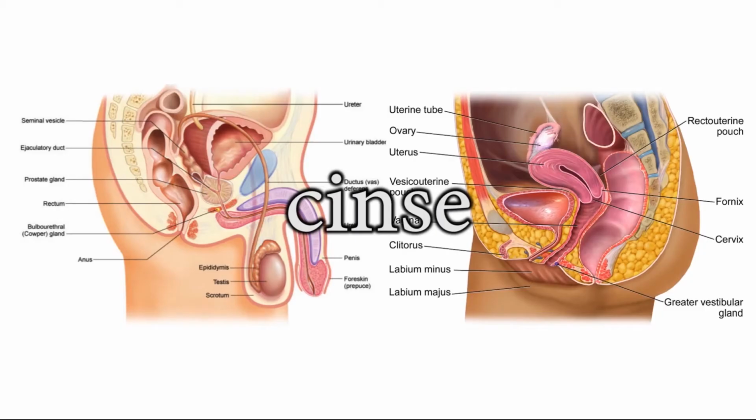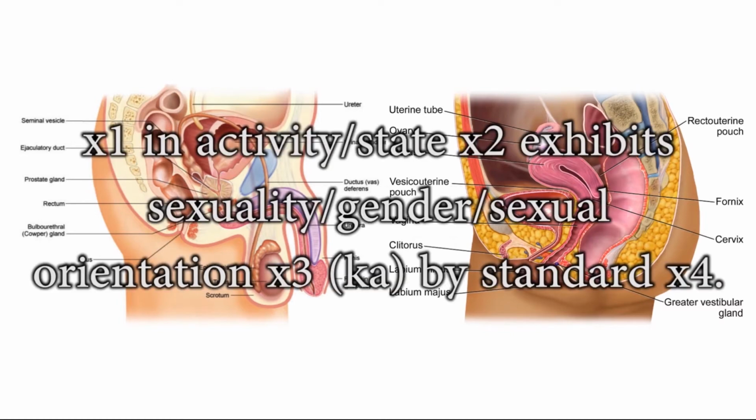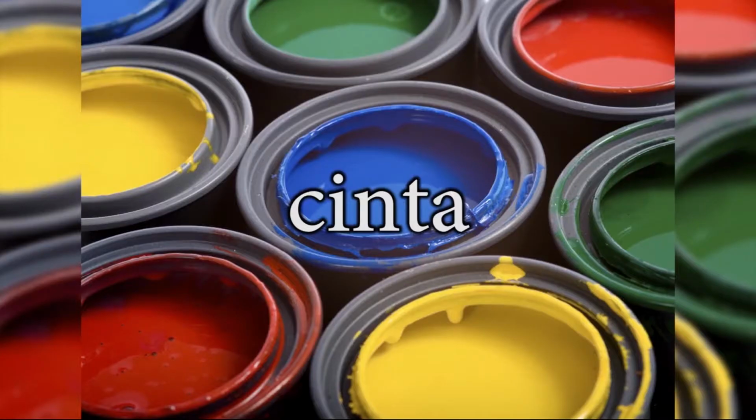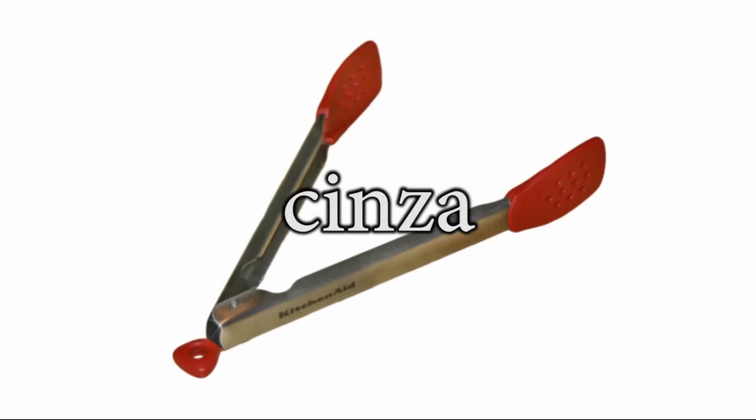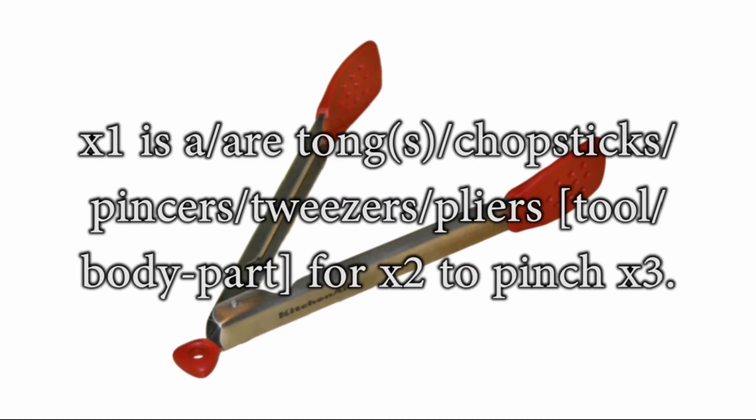Shinse: x1 in activity or state x2 exhibits sexuality, gender, or sexual orientation x3 by standard x4. Cinta: X1 is a paint of pigment or active substance X2 and a base of X3. Cinza: X1 are tongs, chopsticks, pinchers, tweezers, or pliers for X2 to pinch X3.